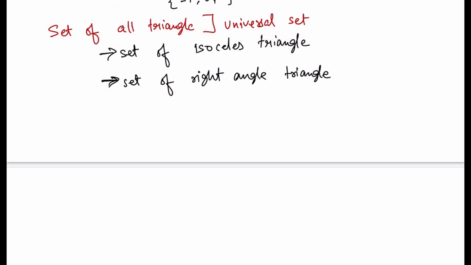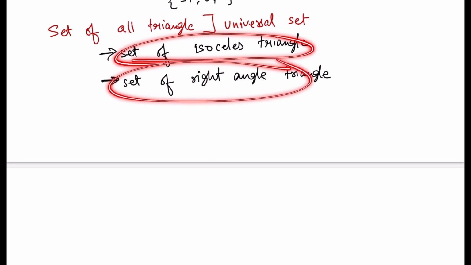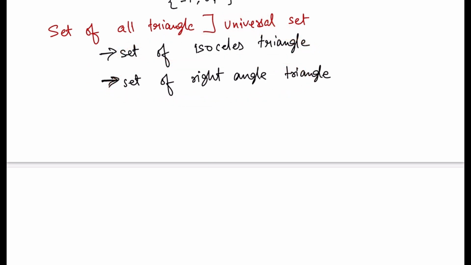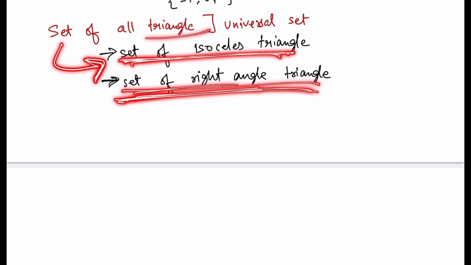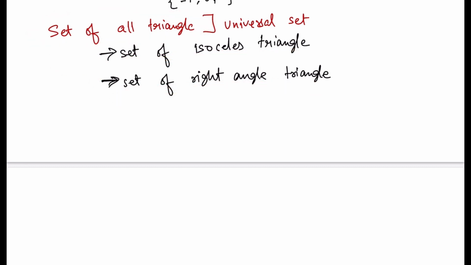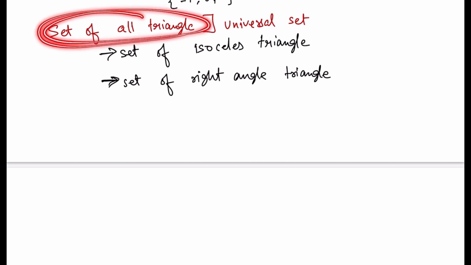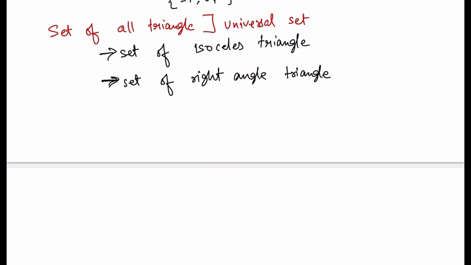Also I can say these are subsets of this set, the set of isosceles triangles and the set of right angle triangles. These two sets are subsets of this set. That means this is the biggest superset. So if this is the biggest superset, then I can say this is a universal set. This is the example from the book I have taken.